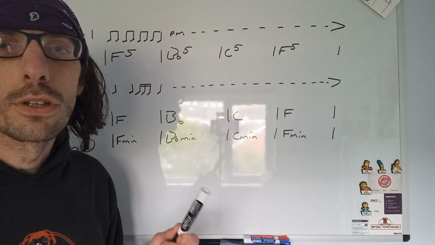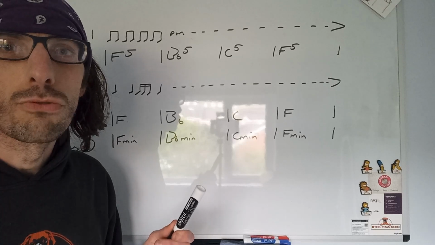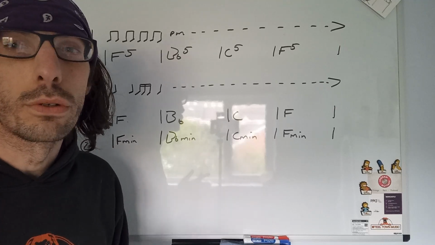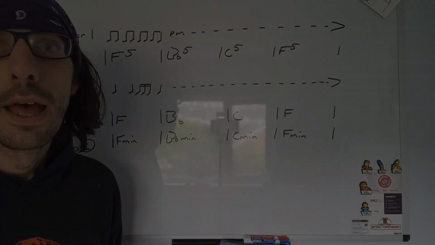Ta ta ta ta ta ta ta ta. 1 and 2 and 3 and 4 and chug chug chug chug chug chug chug chug. You can even do it downstroked, for the sake of this.